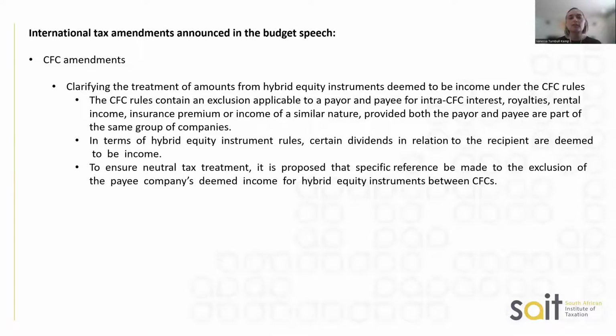companies. In terms of the hybrid equity instrument rules, certain dividends in relation to the recipient are deemed to be income. So to ensure that there's neutral tax treatment, it is proposed that these intra-group CFC rules are extended to make specific reference to the exclusion of the payee company's deemed income on hybrid equity instruments between CFCs. It's basically just saying that if you've got a deemed dividend under these rules, and it's between two CFCs forming part of the same group of companies, it would qualify for the intra-group CFC exemption.